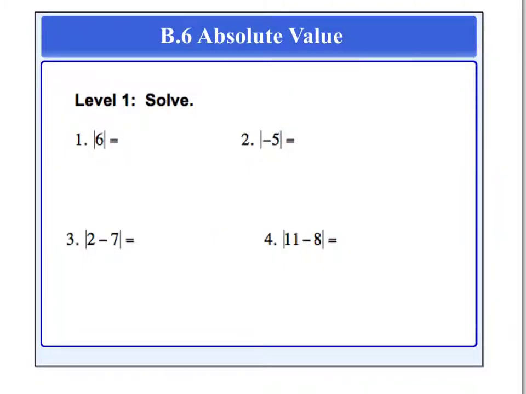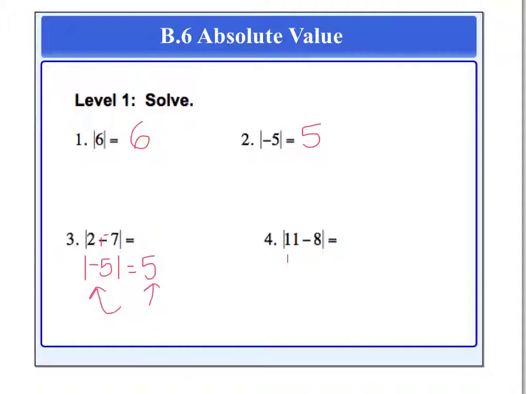So here we're going to go back to the basics. Absolute value of 6. How far away is 6 on the number line from 0? 6 units away. How far away is negative 5? It's 5 units away from 0. The next one we have to do some calculations. So 2 minus 7, or 2 plus negative 7, is negative 5. And the absolute value of negative 5 is 5. Remember, what's inside can be negative, but our answer is never negative.